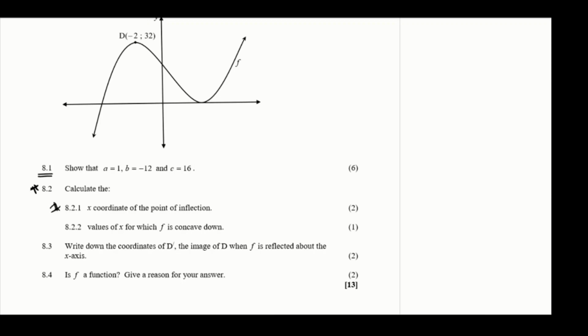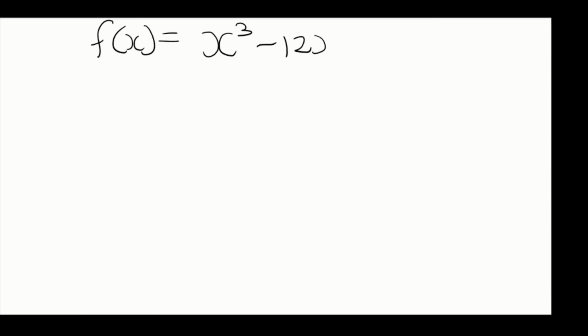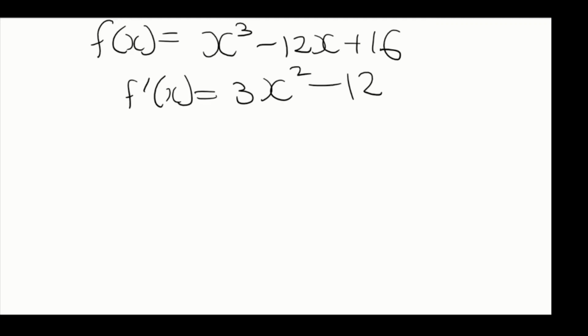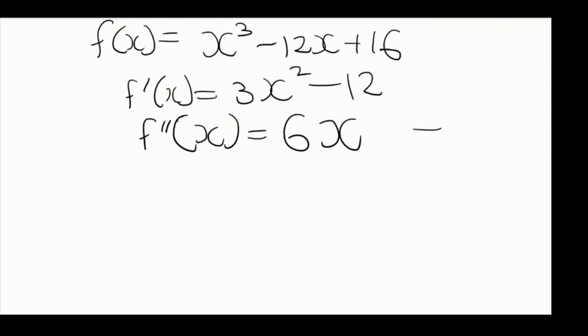8.2.1, we must calculate the x coordinate of the point of inflection. So to find the point of inflection, we first need to define our f, which is x cubed minus 12x plus 16, right? So the point of inflection is found using the second derivative. The first derivative of this problem here is going to be 3x squared minus 12. The second derivative is equal to 6x.